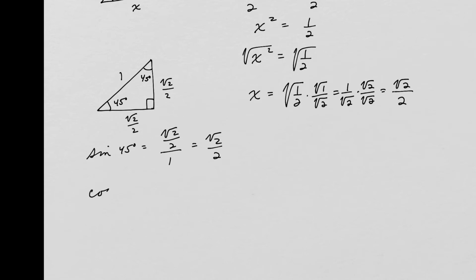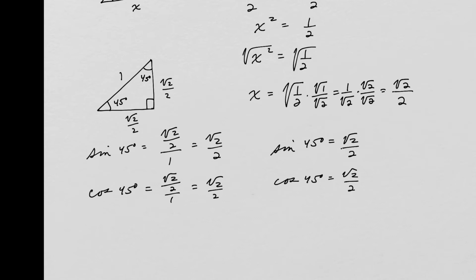And then the cosine, if we use our right triangle trigonometry, is adjacent over hypotenuse. Relative to this 45 degree angle here, this is the adjacent side, and this is the hypotenuse. So again, it's radical 2 over 2 all over 1, which is radical 2 over 2. So that's one of the special angles, 45 degrees. We found that the sine of 45 is radical 2 over 2, and the cosine of 45 is radical 2 over 2. So that's the first special angle, 45 degrees.